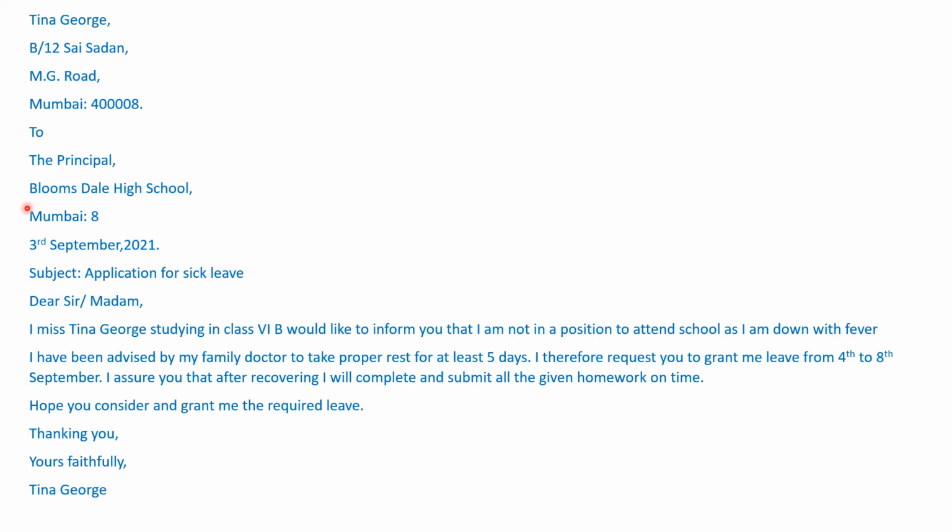Now if you are writing to your principal, then you will write the address of your school. This is just an example. Then followed by the date. The date has to be written in this manner. Look at it. 3rd September, 2021. Then we have the subject. The subject is the phrase of the general content of the letter. It is just in a single line. It doesn't have to be elaborate. Just a short phrase. So what is the subject? Application for sick leave.